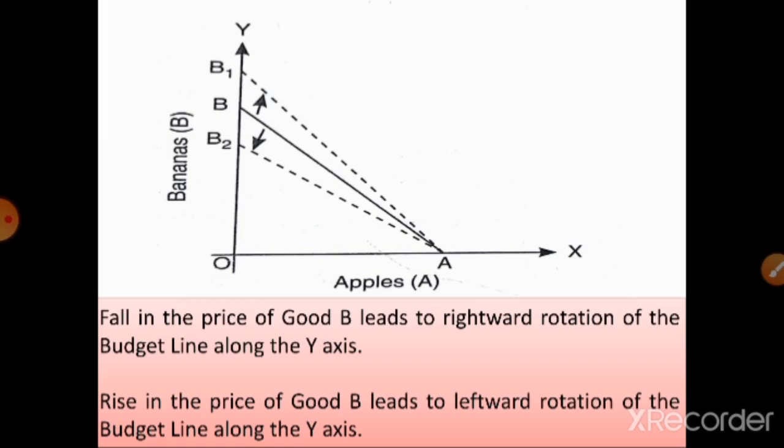So till this chapter, the theory of consumer equilibrium has been completed.